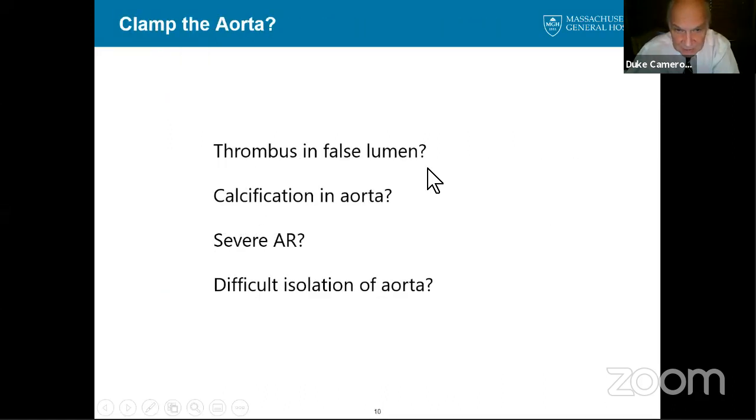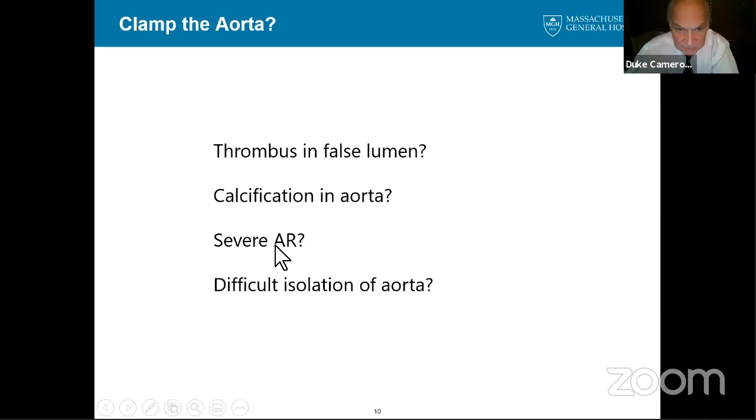Should you clamp the aorta in a type A? Well, again, controversial. Some people will almost never clamp it unless there's severe aortic regurgitation, and some will do it routinely. I think you can be selective about it. You obviously don't want to clamp an aorta if you know there's thrombus in the false lumen because of the risk of embolizing it.